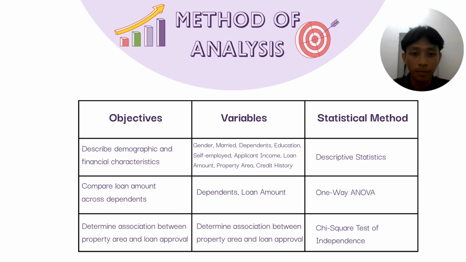Moving on to the method of analysis, different statistical techniques are selected based on the research objectives. Descriptive statistics summarize applicant characteristics. One-way ANOVA compares average loan amounts among different dependent groups, and the chi-square test determines whether there is an association between property area and loan approval.